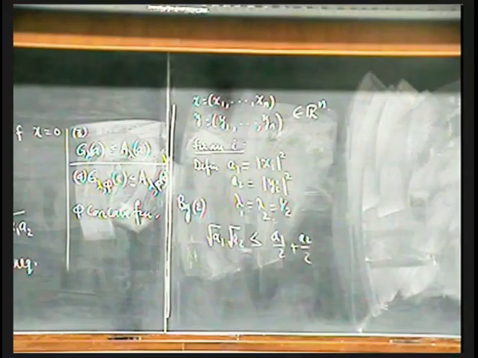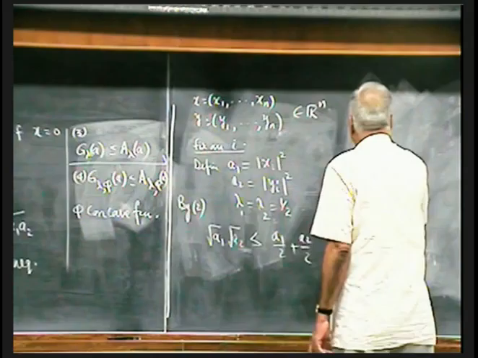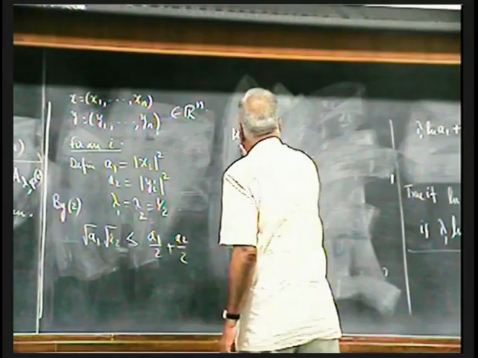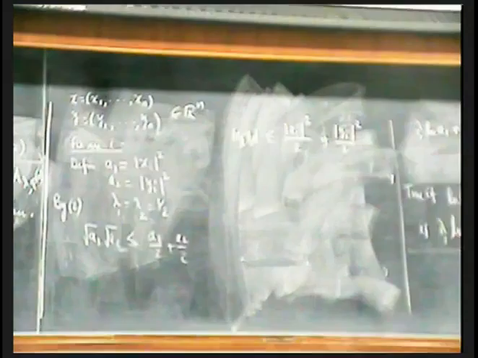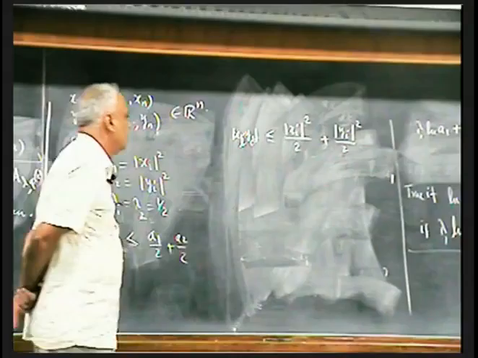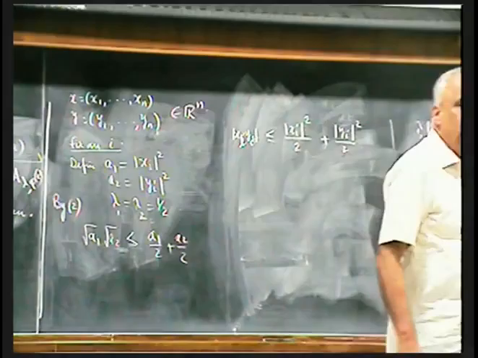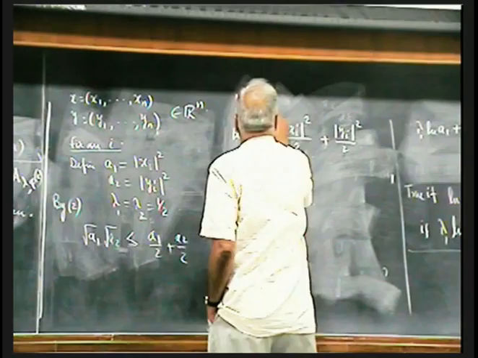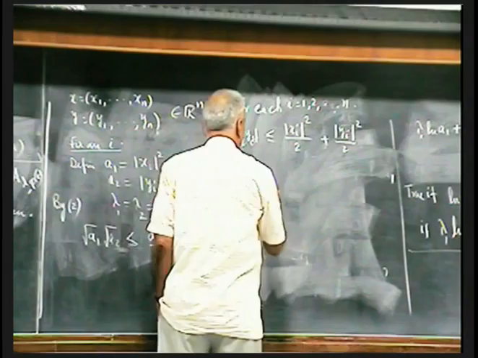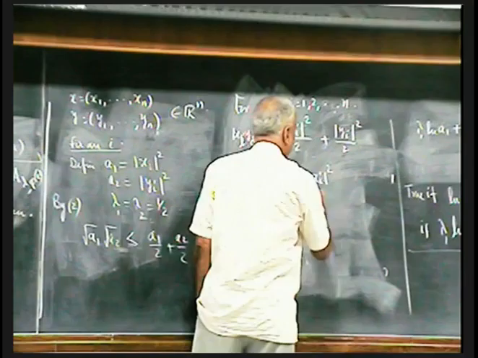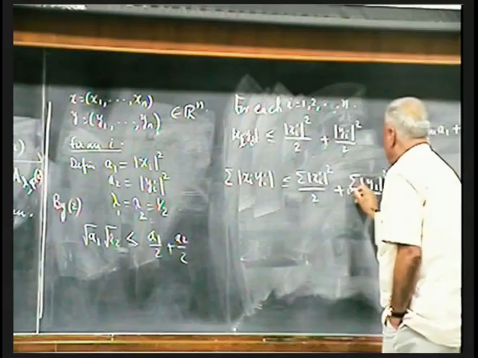So, what does that tell? Square root of A1 is mod xi and square root of A2 is mod yi. So, mod xi yi is less than or equal to mod xi squared by 2 plus mod yi squared by 2. I have taken A1 to be mod xi squared, A2 to be mod yi squared, and the weightages are half half. Now, this is true for i equal to 1, 2, 3, etc. For each i, this is now true. Now, add all of them. What do I get? Summation mod xi yi is less than or equal to summation mod xi squared by 2 plus summation mod yi squared by 2, i equal to 1 to n.